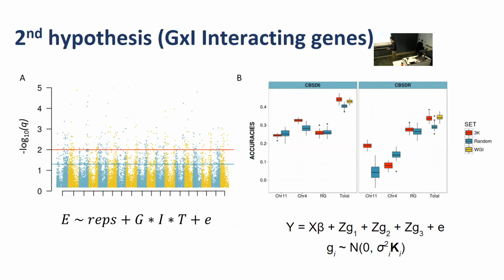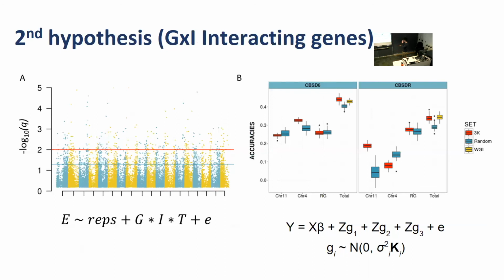on the resistance phenomena. So we fit this model where the gene expression of each gene will be explained by reps plus the three-way interaction of genotype, inoculation status, and time. And we extracted those genes, plotted here, that had a positive, significant interaction between G by I. Okay. And similar to the last picture, we calculated the prediction accuracies for this model.